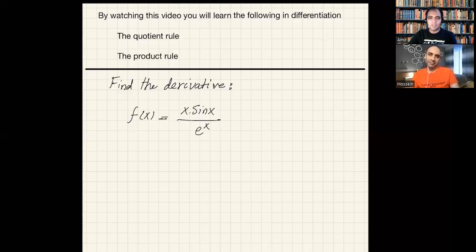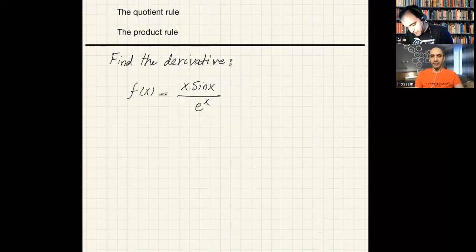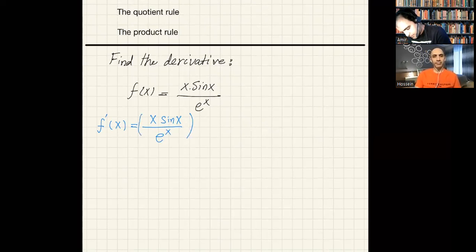Hello, everybody. Let's see what we have here. Okay, we have the product rule and the quotient rule we want to learn. Let me write the function f of x. So we want to obtain f prime of x, which is going to be x sine of x over e to the power of x. The whole thing, we are going to differentiate.